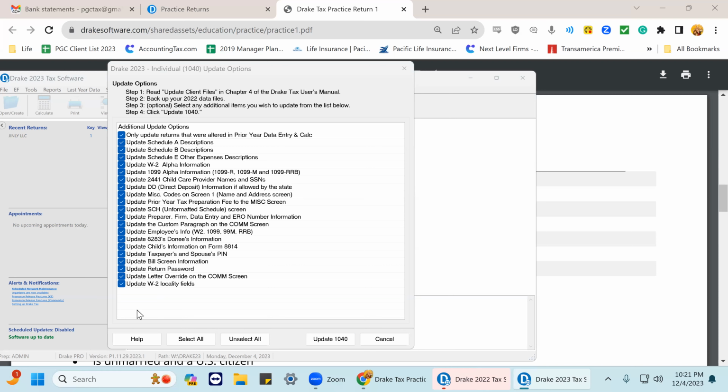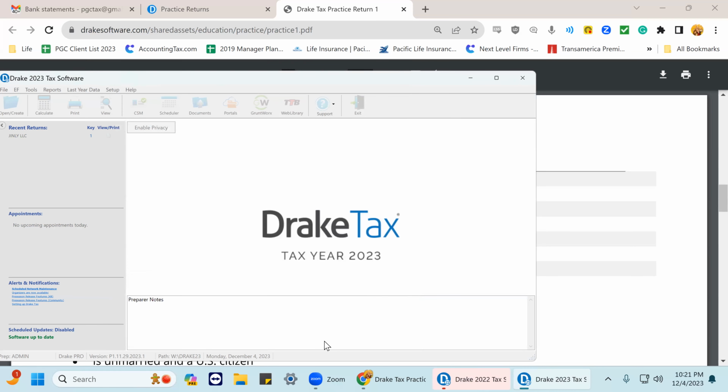If some of the information is not checked, I'm going to check all. Like here, do you see? And then I'm going to hit update. What I'm going to do is roll everything from my 2022 tax software to my 2023 tax software regarding this client. There will be less input. Pretty cool, huh?